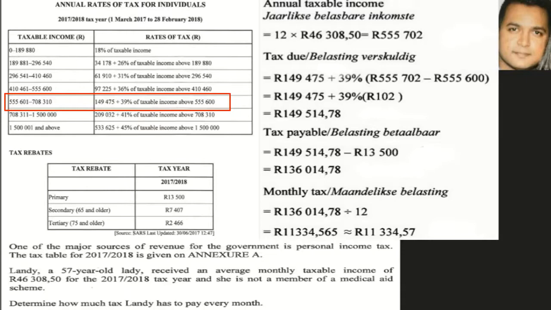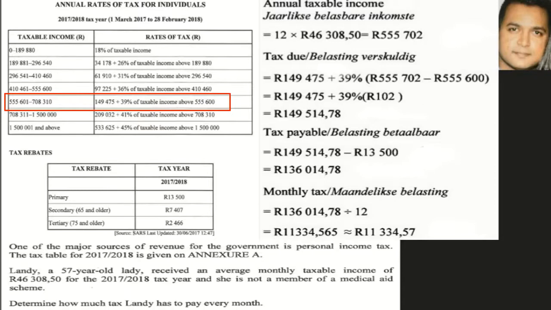555,600. Once we do this cutoff, we put this within brackets because we only want the difference. Remember that this part is only the difference. Once we get the difference, it's 102, we multiply that through using our calculator, and we arrive at 149,514.78. So our next step will be to deal with the rebate.